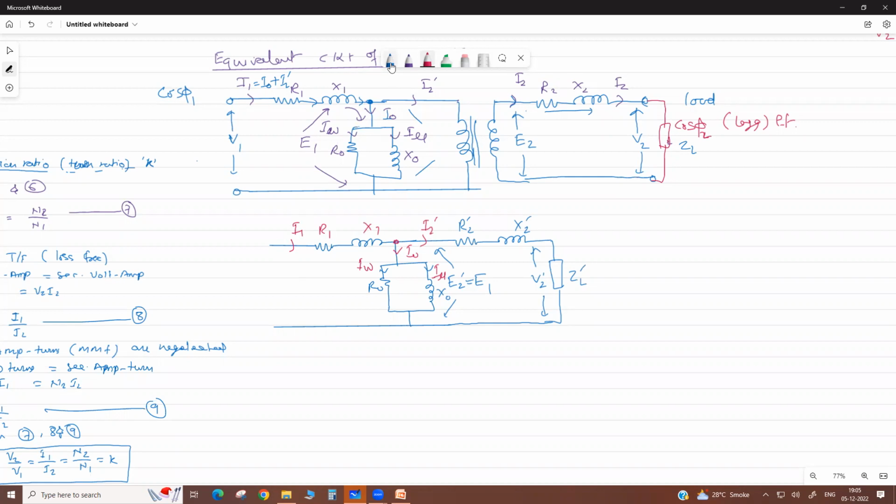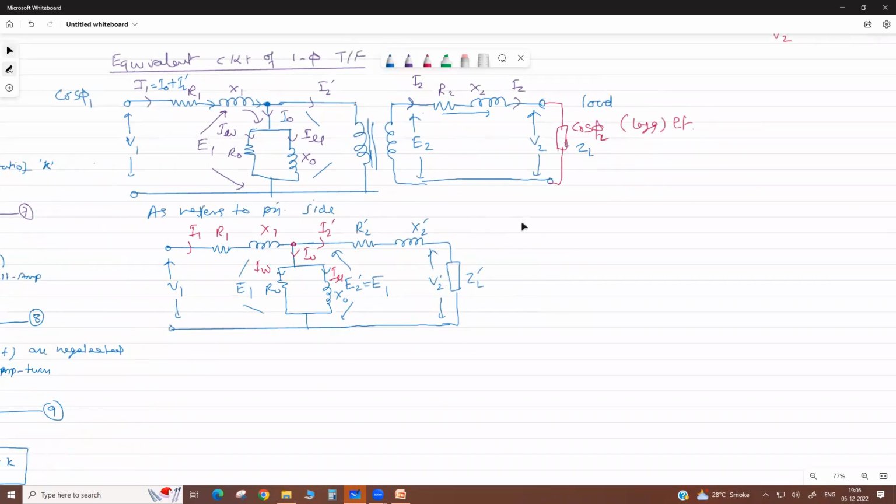Okay. Now here we apply the voltage. That is V1, the primary voltage. Here it is E1 only. Correct? Same like this. And here this is I1. Got it, my dear? So here it is as referred to the primary side. But sometimes we can refer to the secondary side also, then this becomes dash, this goes to this side.